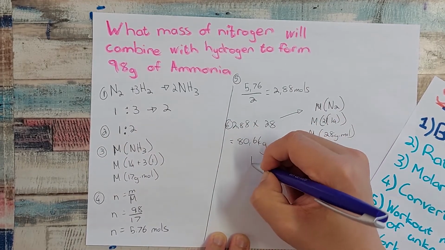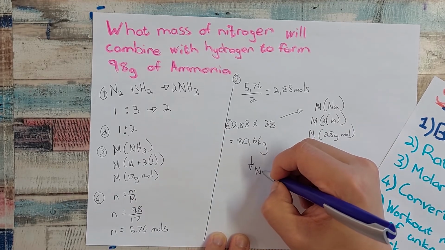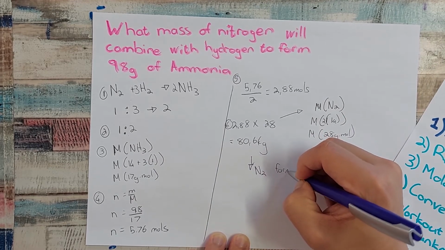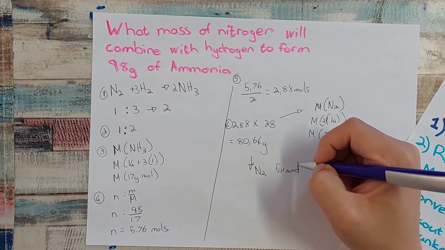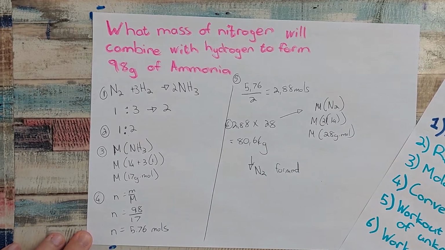So this is going to be step 5, and then this is going to be step 6, grams. This over here is what? The amount of nitrogen. Right, so let's recap. This is how much nitrogen that I have formed.